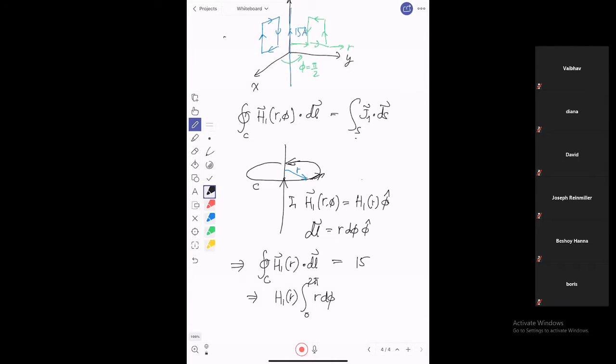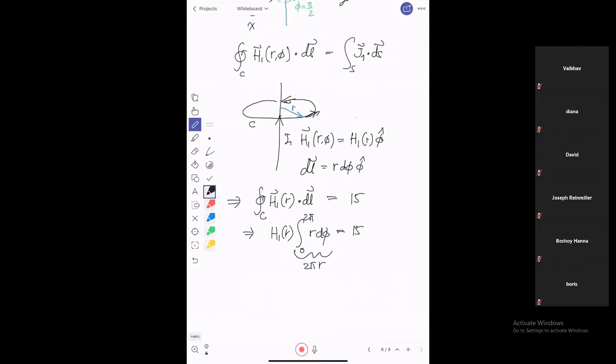J will give me the total current flowing through that. So J is in that direction, dotted with dS, so basically the total current. Any questions? So that's equal to 15. Therefore, the integral is nothing but 2 pi r, right?